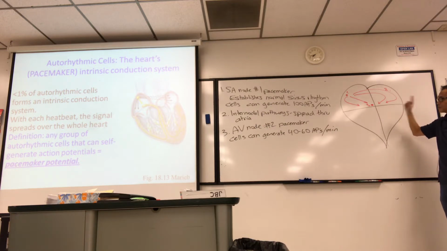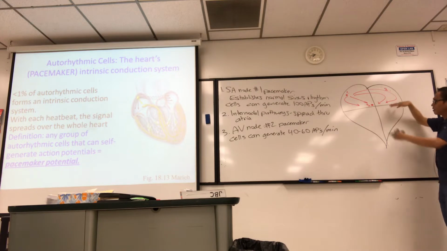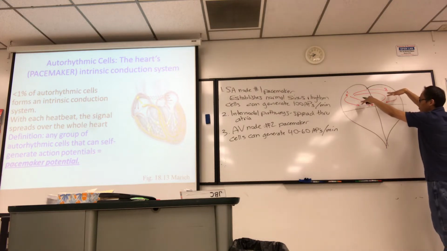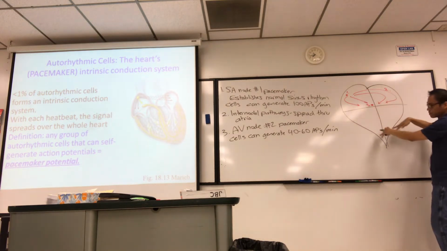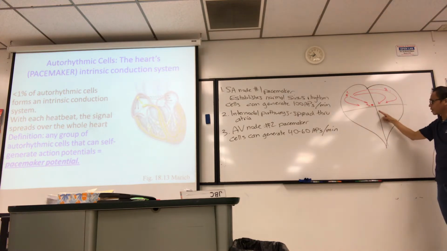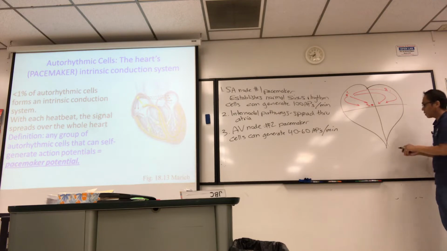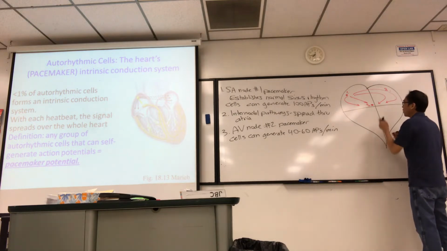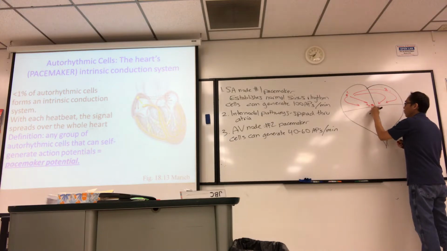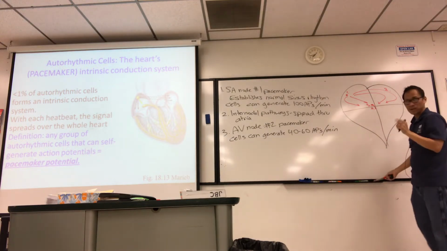Right now, the signal is stuck at one little point, number 3, and we're trying to get it down to the ventricles. It doesn't spread just all the way down like this. It first goes down one point here, down the middle, down the interventricular septum. There's a little bundle right here after the AV node, called number 4. It's called the AV bundle or bundle of His.